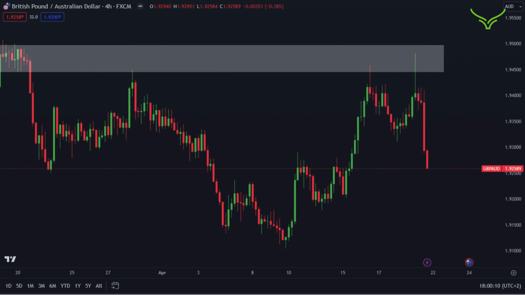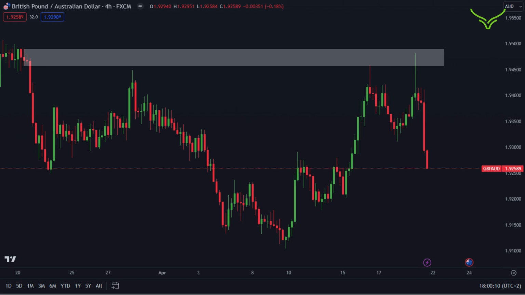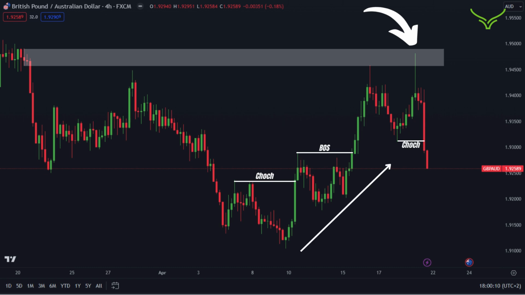Transitioning to the 4-hour timeframe, we refine our analysis by adjusting our higher timeframe supply level to align with current price action. Within this internal structure, we can identify clear breaks of structures, indicating a previously bullish sentiment before price retested our higher timeframe supply zone. However, with the subsequent change in market character, this upward momentum has diminished, prompting us to seek additional selling opportunities.